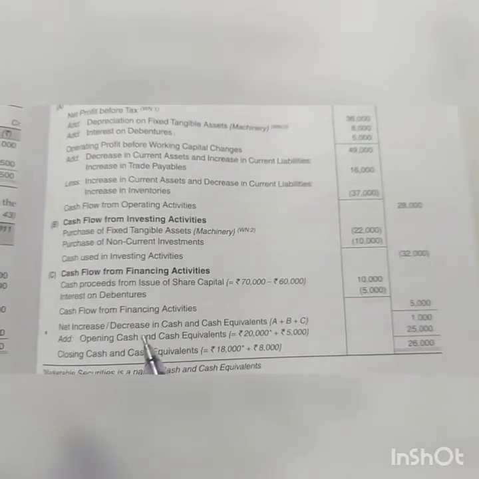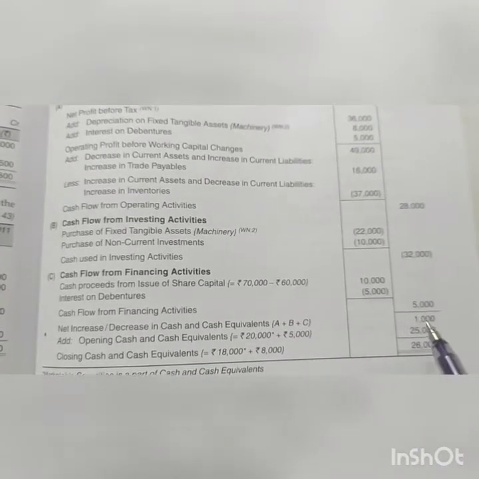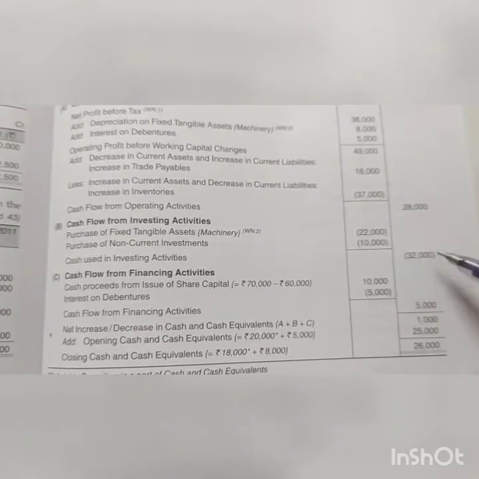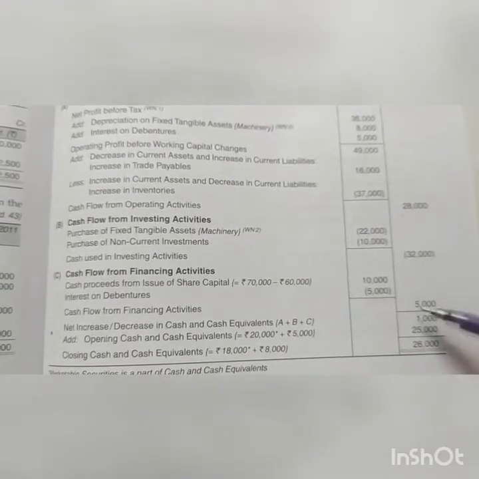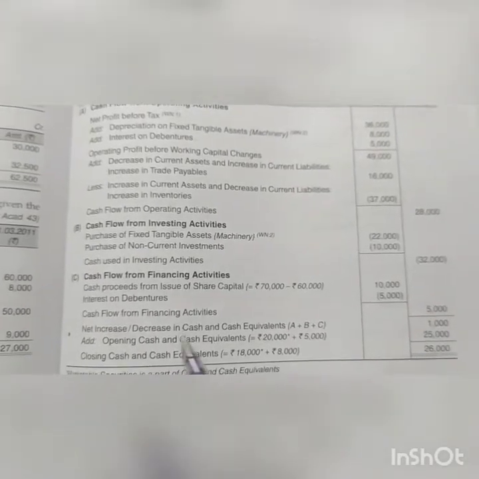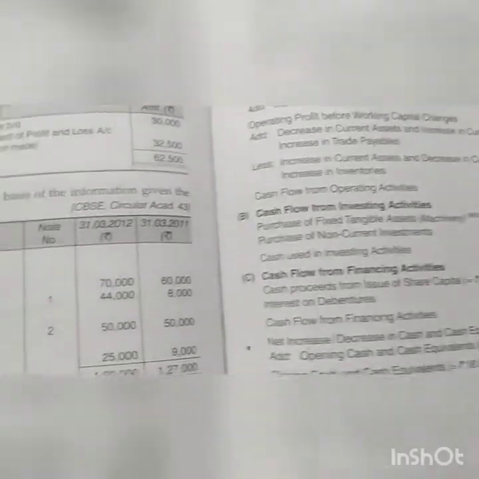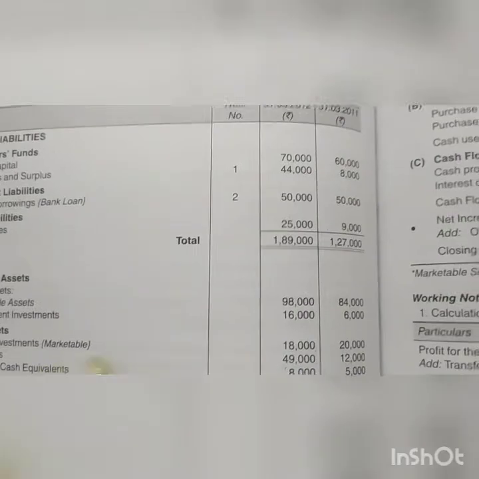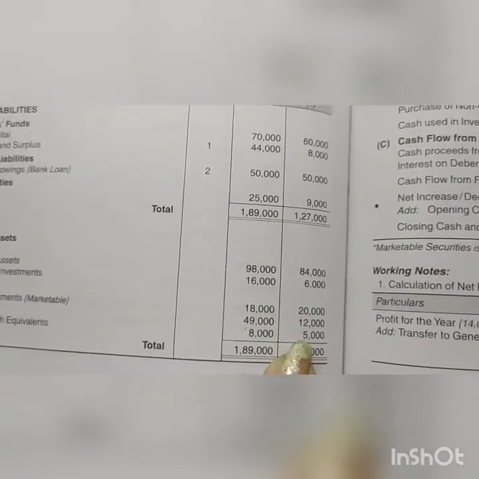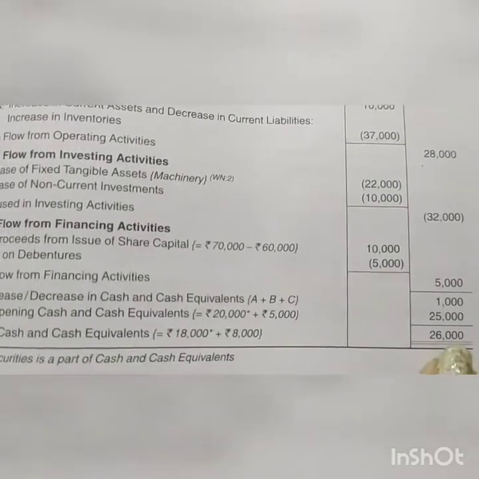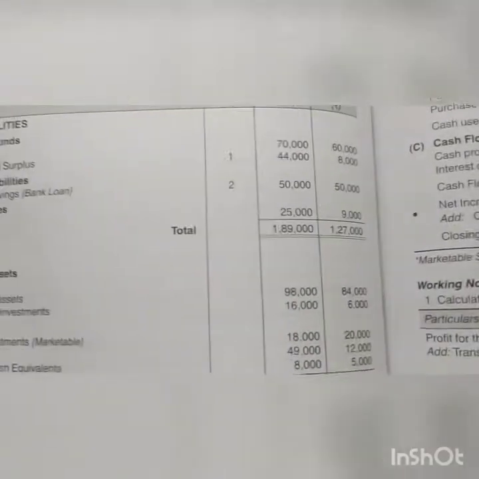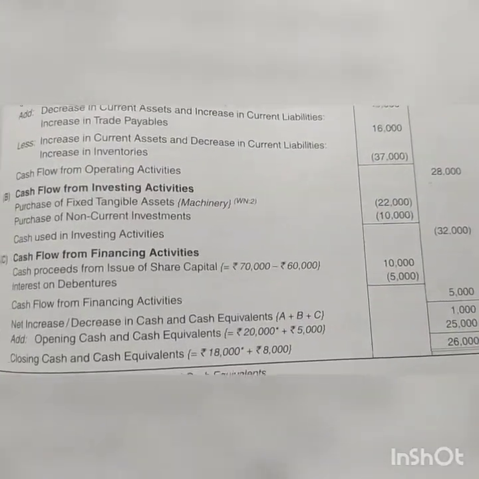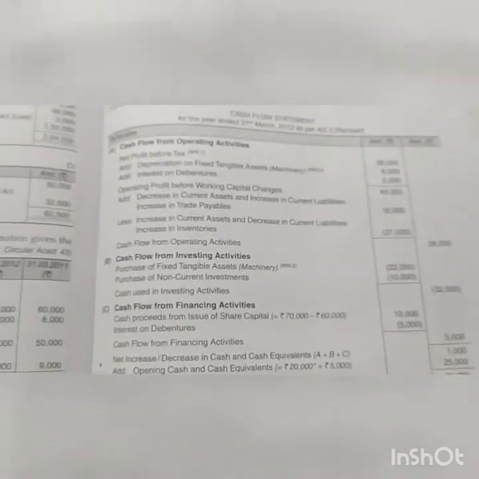We will add up these three activities. So the net increase in cash and cash equivalent, we got 1,000. 28,000 plus 5,000 is 33,000. And plus minus becomes minus. So 33 minus 32 is 1,000. You will add opening cash and cash equivalent here. Now see what is given under cash and cash equivalent. We have current investment and cash itself. Opening balance is 20,000 and 5,000, 25,000. Total is 26. Now see whether closing balance is same or not. 18,000 plus 8,000, we got here 26,000. That means our answer is correct.